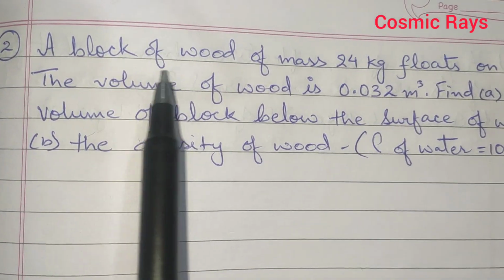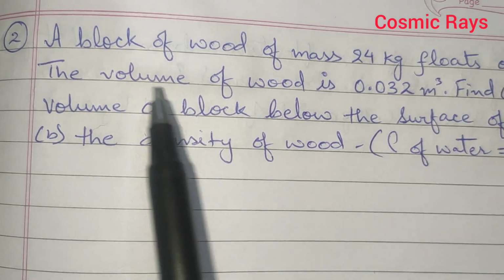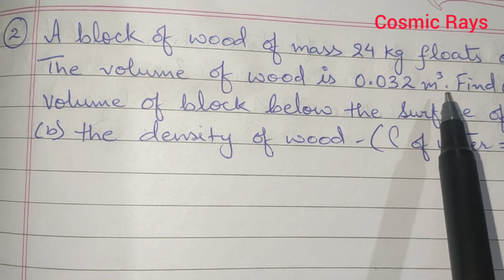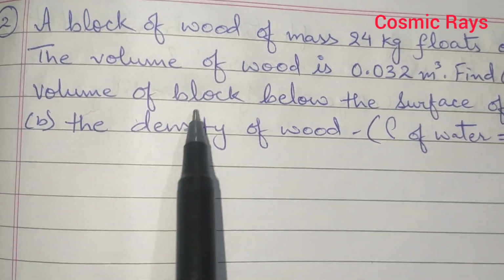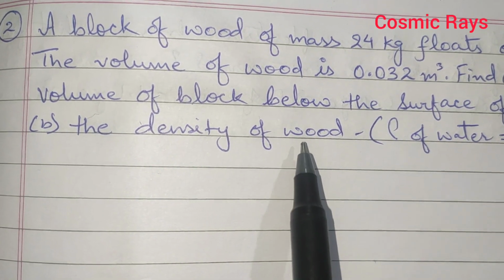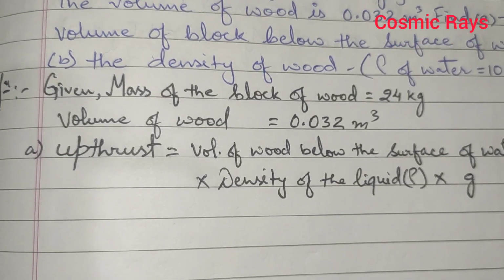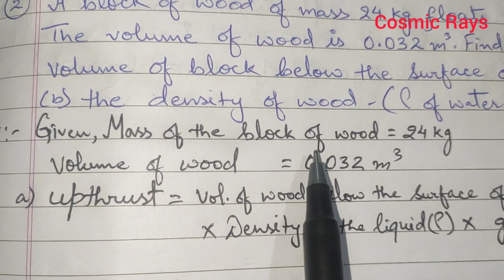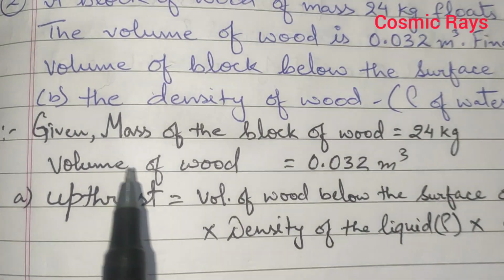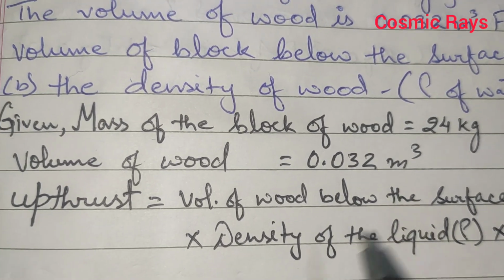It says a block of wood of mass 24 kg floats on water. The volume of wood is 0.032 meter cube. We have to find the volume of the block which is below the surface of water and the density of the wood. So we write the given things first. So here we have written the given things, that the mass of the block of wood is 24 kg. Now the volume of the wood is 0.032 meter cube.